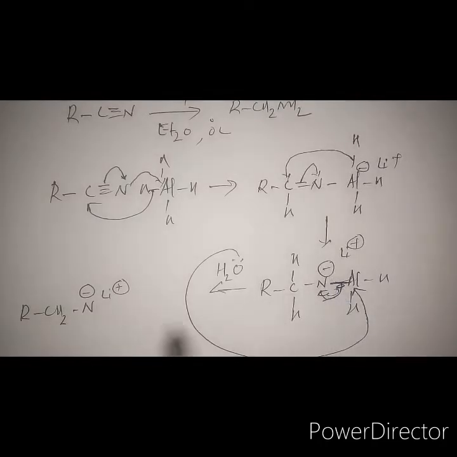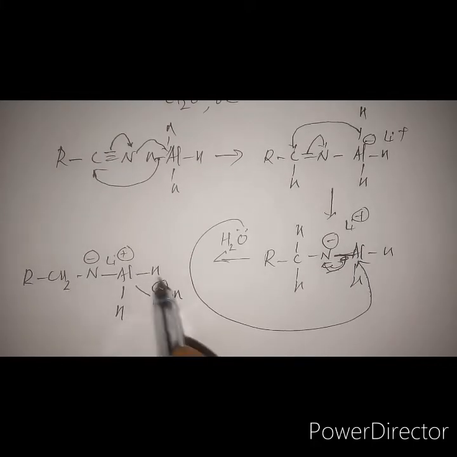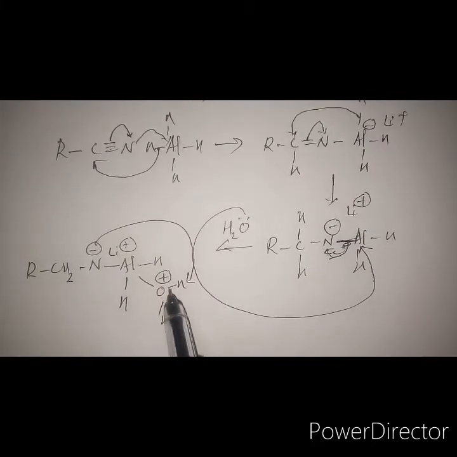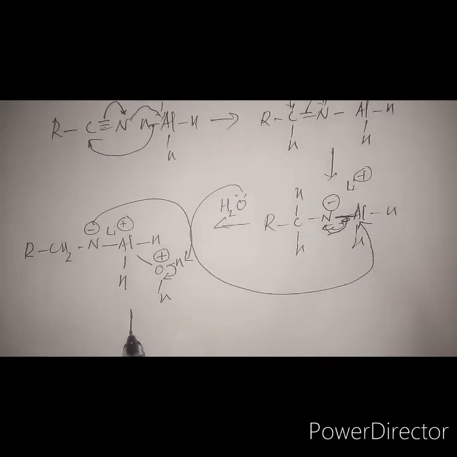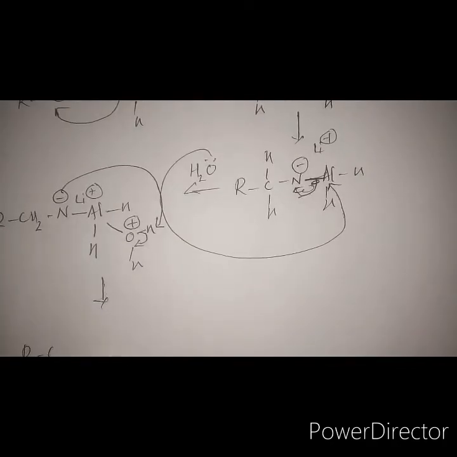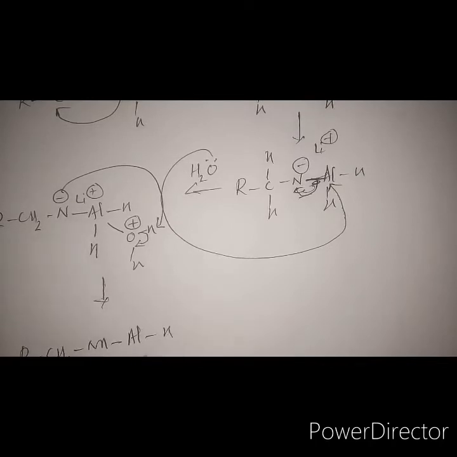So because of the accumulation of the negative charge, we'll get aluminium H. So this is H. We have water molecule. So this is plus. The negative charge abstracts H plus from the water molecule, neutralizing the positive charge. So we'll get RCH2 NH Al H.